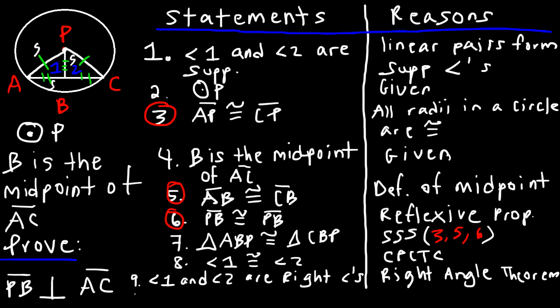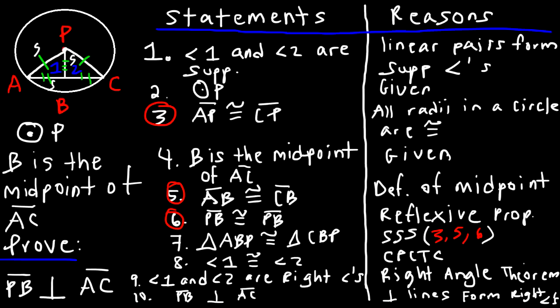So now, we could say that PB is perpendicular to AC, since 1 and 2 have been proven to be right angles. And the reason? Perpendicular lines form right angles. You could say definition of a perpendicular line. I'm going to say perpendicular lines form right angles. Or whenever two lines intersect at right angles, they form perpendicular lines. You could phrase it that way if you want to.